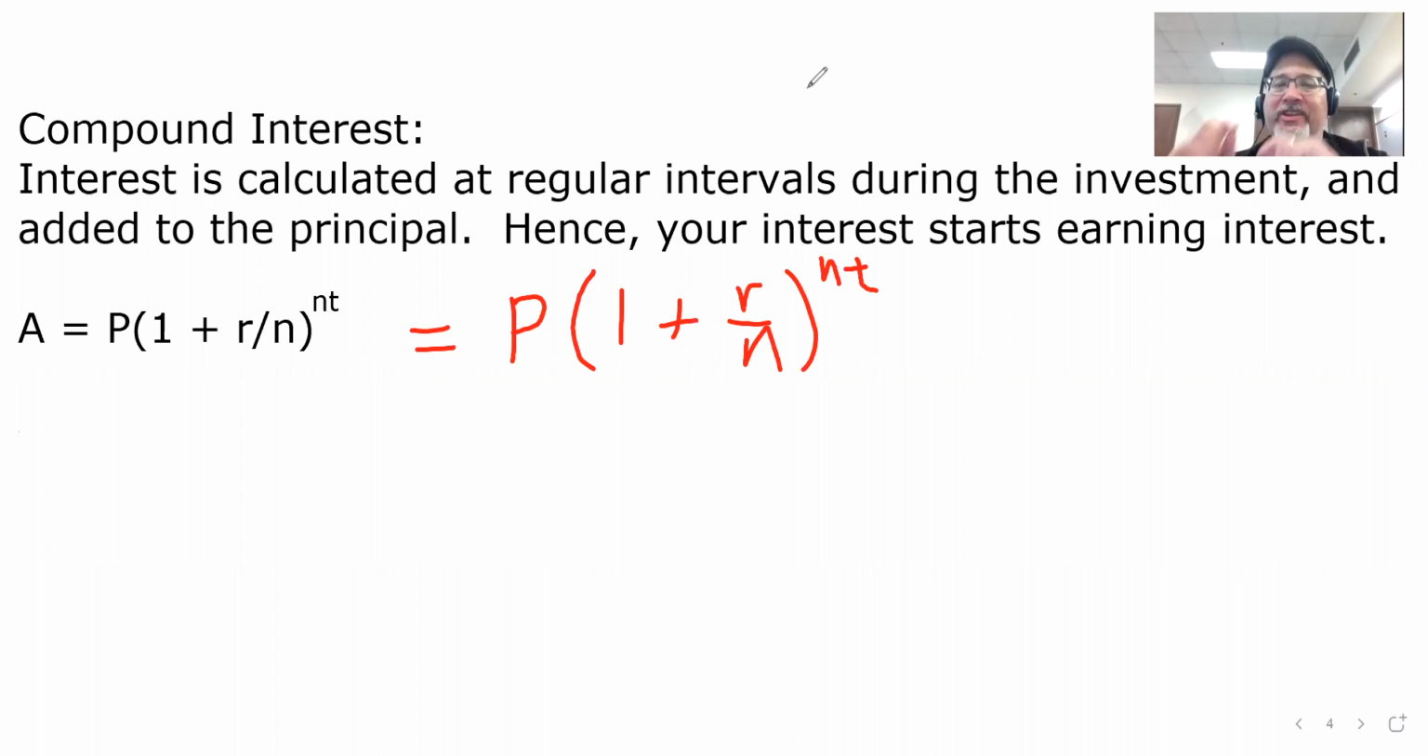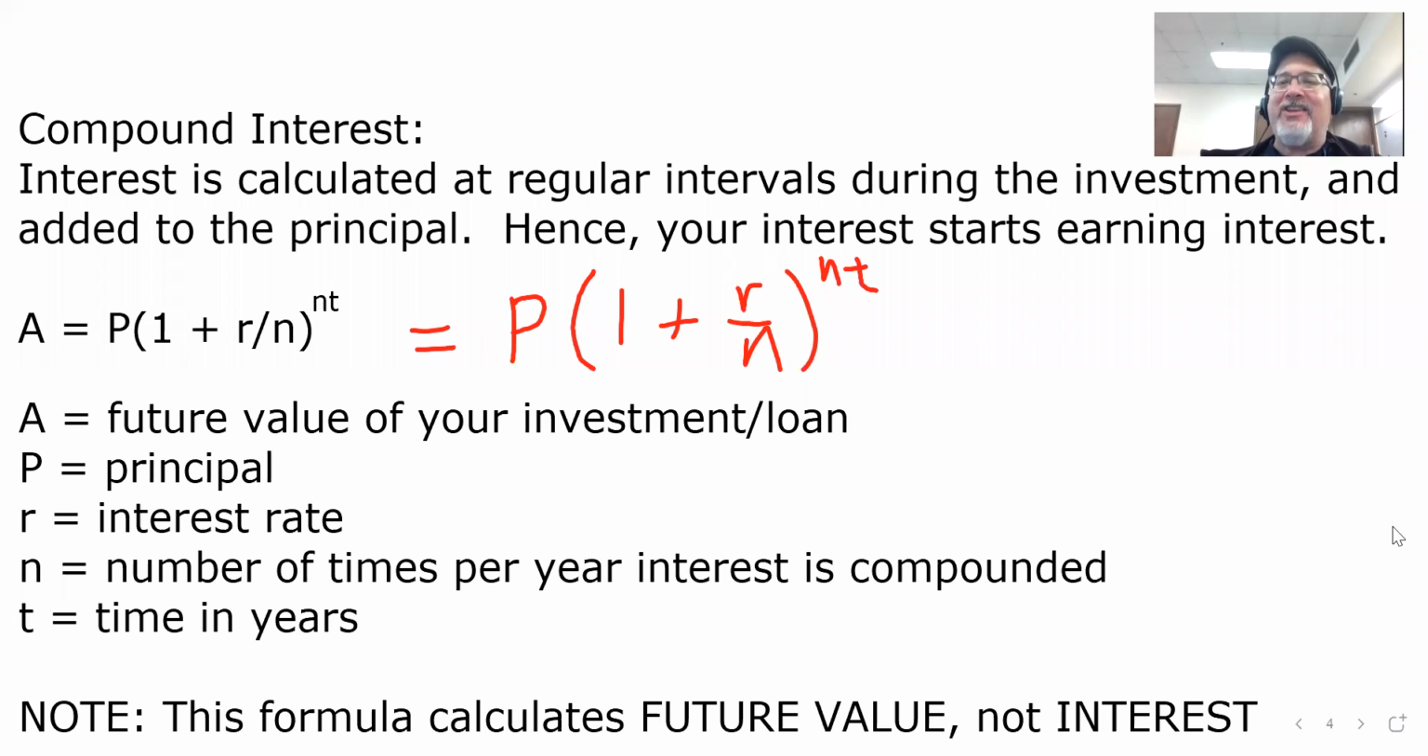Now, what are all these pieces? Well, the P, the R, and the T are the same things that they were before. But what's the A and what's the N? Well, the A is the future value of your investment or loan. So it's important to point out, and it says it at the bottom, that this formula calculates future value, not interest. P is still the principal, R is still the interest rate, T is still the time. But what the N represents is the number of times per year interest is compounded.